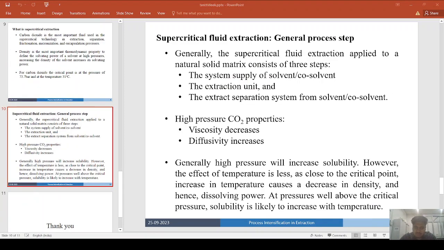So what is the general process step for supercritical fluid extraction? Generally, supercritical fluid extraction applied to a natural solid matrix consists of 3 steps: the supply system of solvent and co-solvent, the extraction unit, and the extract separation system for solvent and co-solvent. So what is the procedure? The supercritical solvent continuously flows through a fixed bed of solid particles and dissolves the extractable components of the solid.